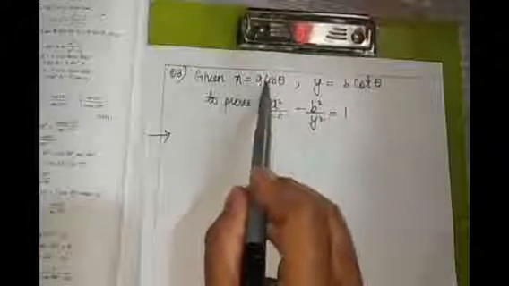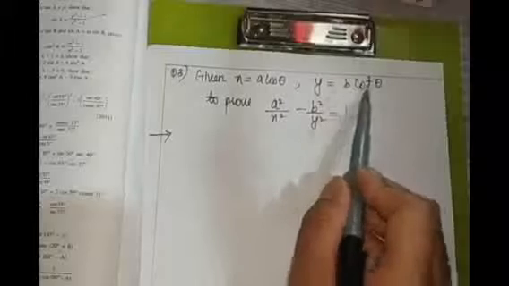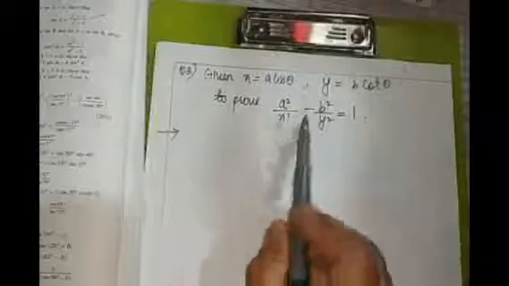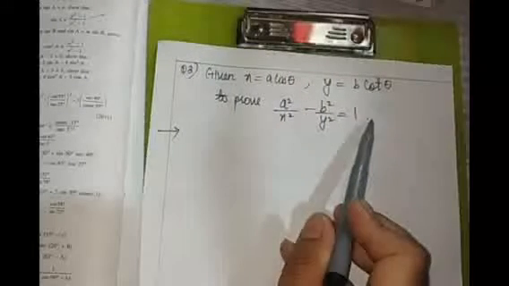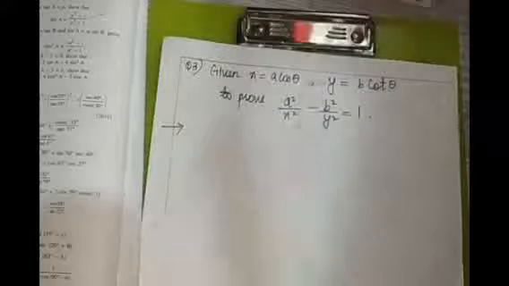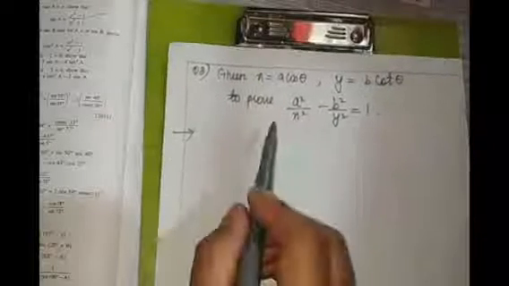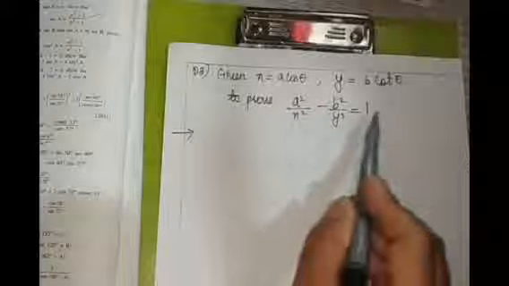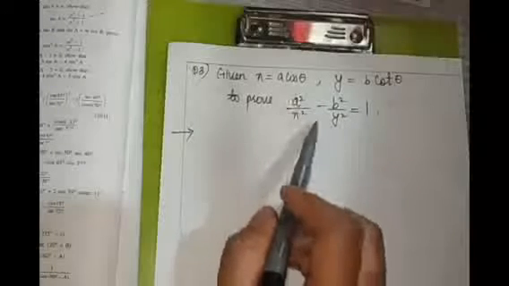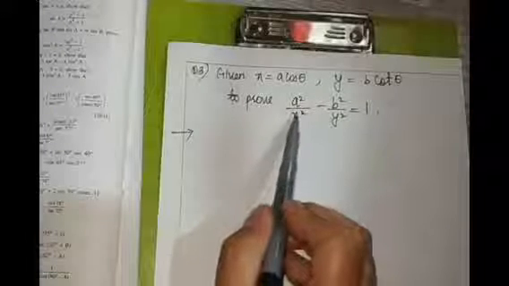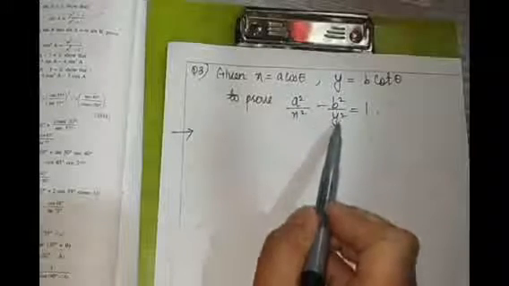Given x equals a cos theta, y equals b cot theta, we have to prove that left hand side is equal to right hand side. Please follow the questions in your book, page number 332. Now I need to prove left hand side equals right hand side. Look at the left hand side: we have a square by x square minus b square by y square.